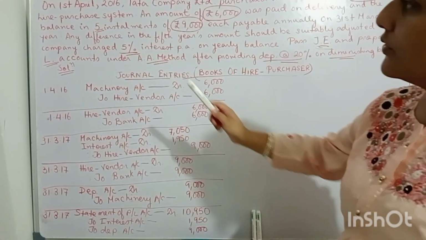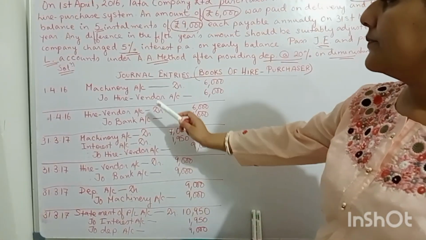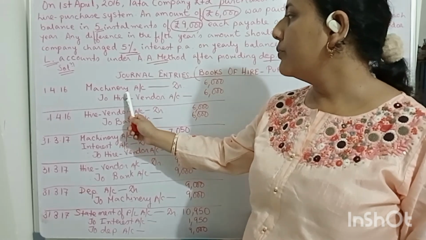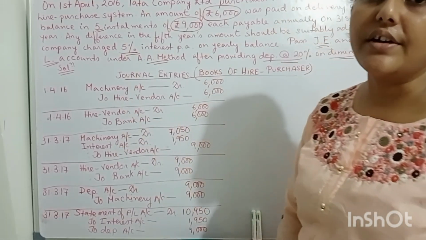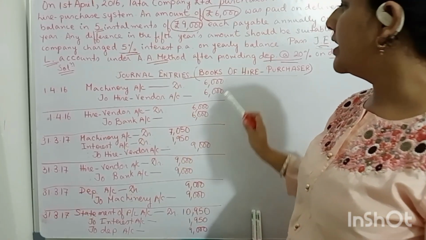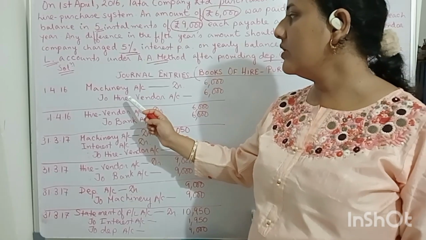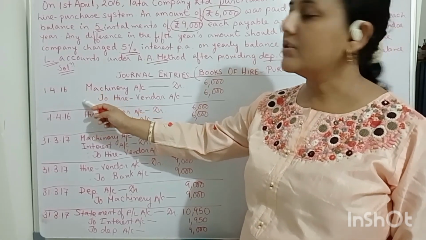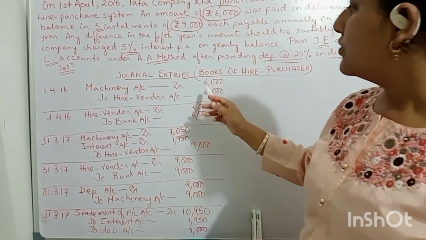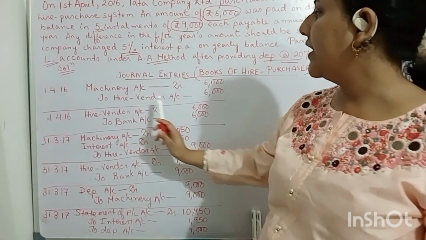You see, on 1st April, so on 1/4/2016, the journal entry will be for the amount of the down payment. So machinery account is debited to hire vendor account. What is the amount of down payment? Rupees 6,000, so that you have to write. Machinery account is debited by 6,000. It is an asset of value; 6,000 comes into the business of the hire purchaser, so the asset position goes up. So 6,000 is debited to hire vendor account.